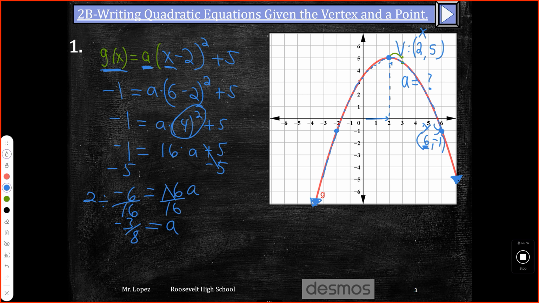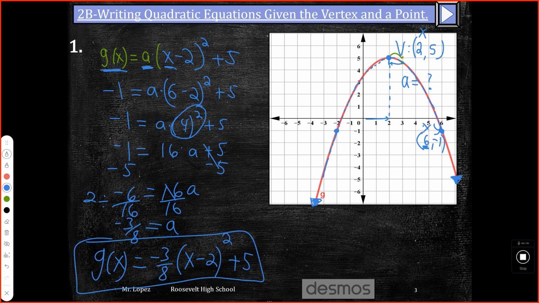That's the a, how much goes down and then over. So the equation for the function g of x is going to equal... We found our a value. You put back the x where it belongs, (x - 2) squared and then plus 5. And this is the equation of this parabola.